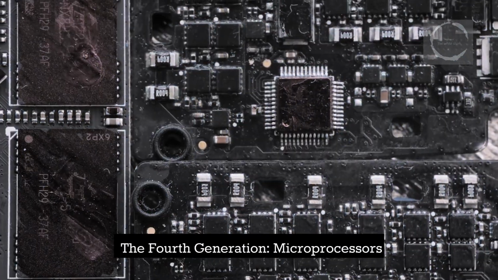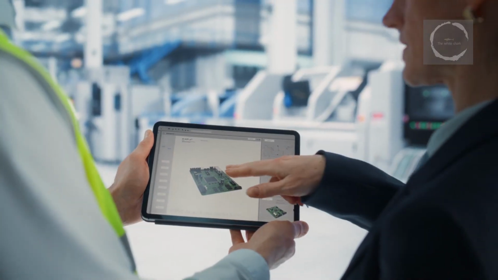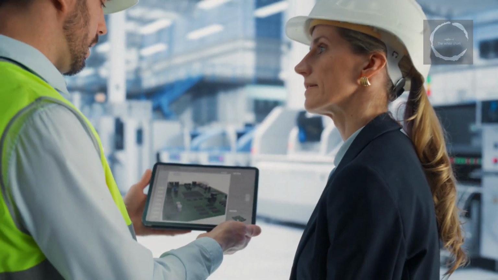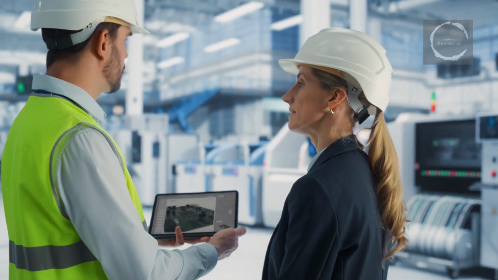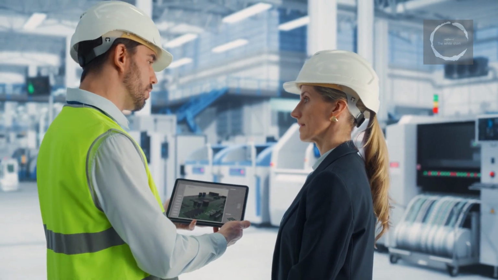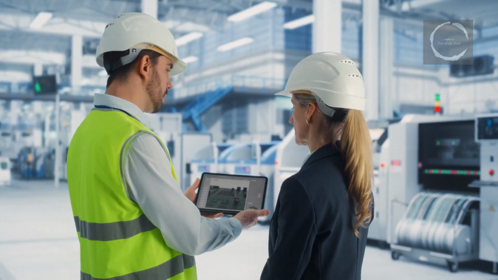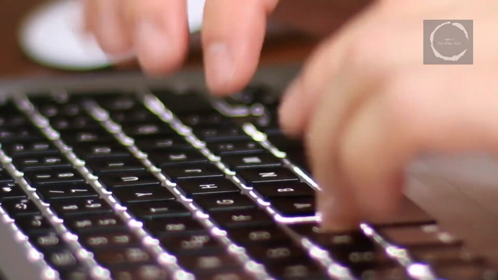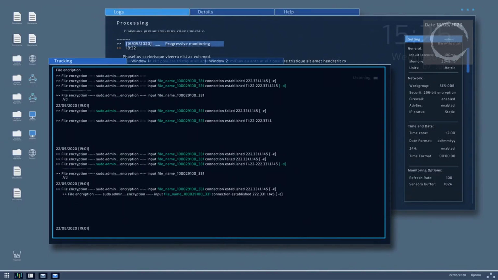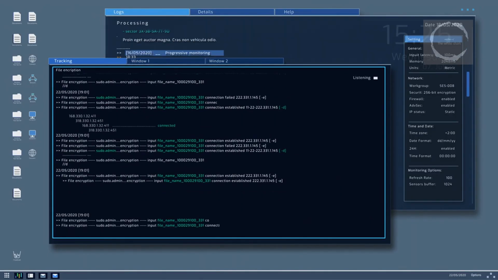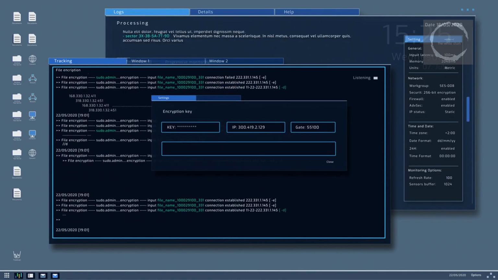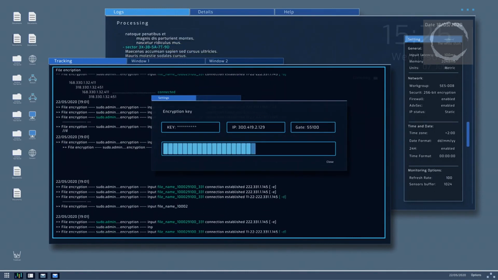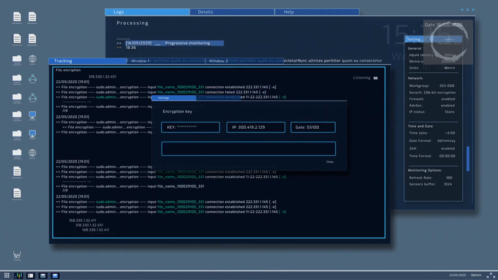The fourth generation: microprocessors. The fourth generation of computing, beginning in the 1970s, was defined by the development of the microprocessor, leading to the birth of the personal computing era. The Apple II and IBM PC were among the first successful personal computers, making computing accessible to individuals and small businesses. This generation also saw the rise of operating systems like Windows and Mac OS, which provided a user-friendly interface and managed the computer's hardware and software resources.